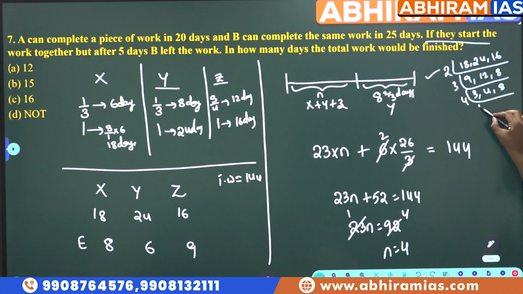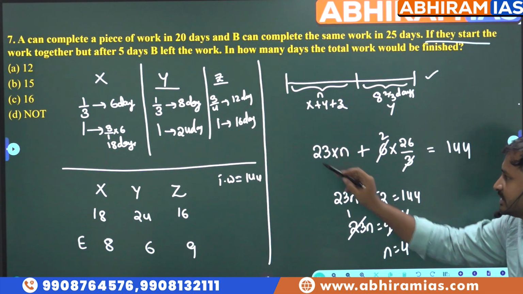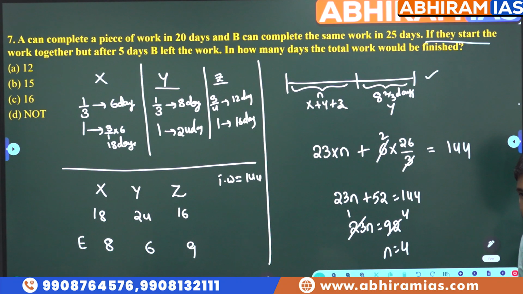If needed, directly do it with 4 and multiply: 2 3s are 6, 6 4s are 24, 24 3s are 72, 72 2s are 144. This is a combined efficiency of all the three, 23. Efficiency of A, X, Y and Z, all the three together.